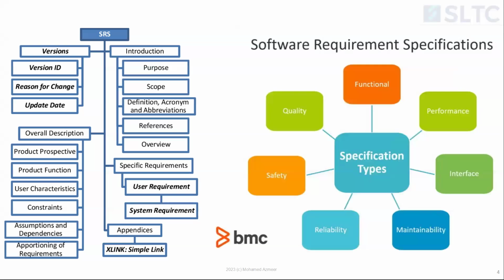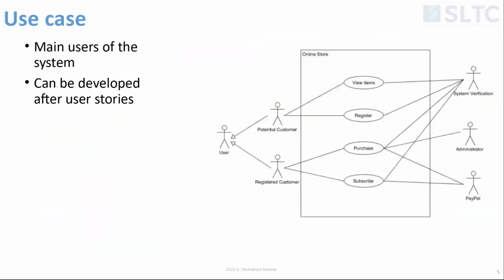In another way, if you break it down into something simple, okay, here is another diagram. The functional areas of the project, performance areas of the project, the interfaces, maintainability, reliability, safety, quality. These are, again, some of the areas that we can address within the SRS. Okay, so now we know what is needed. Then we go to this document.